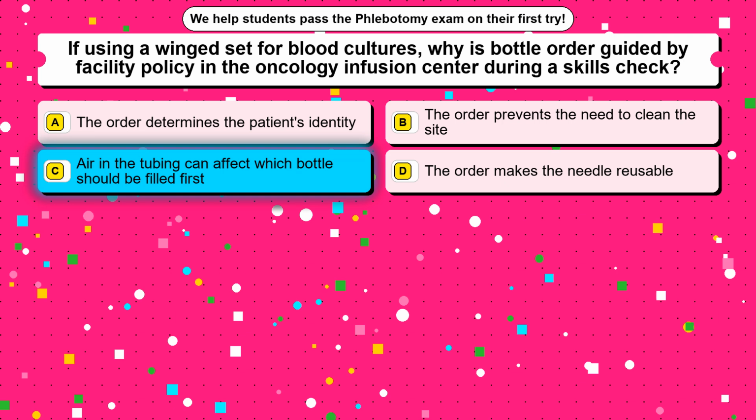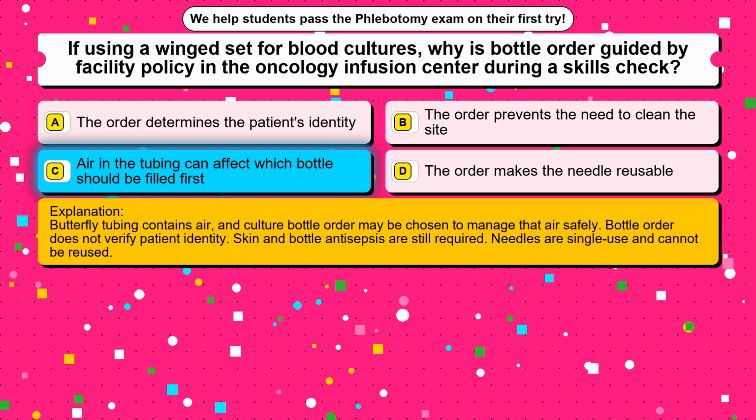The correct answer is option C. Air in the tubing can affect which bottle should be filled first. Butterfly tubing contains air, and culture bottle order may be chosen to manage that air safely. Bottle order does not verify patient identity. Skin and bottle antisepsis are still required. Needles are single-use and cannot be reused.